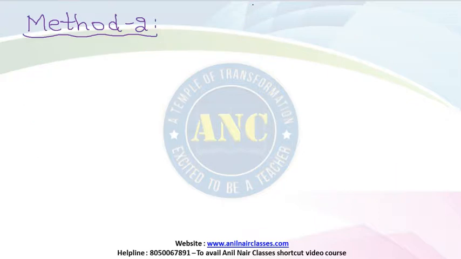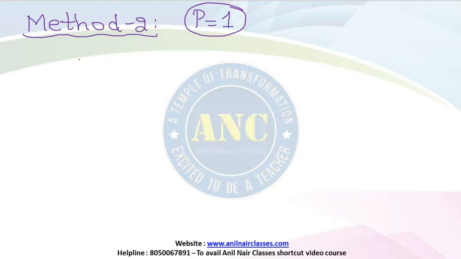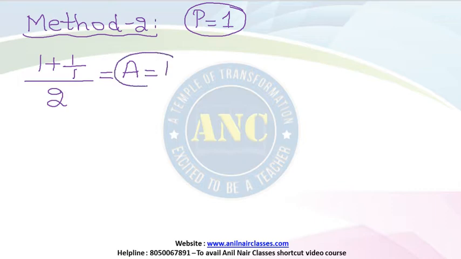Suppose, for example, I put p value as 1. The question says the average of p and 1 by p is a. That means p value is 1: 1 plus 1 by 1 divided by 2. This value is given in the question as a. 1 plus 1 is 2, 2 by 2 is how much? 1. Because I took p value 1, I am also getting a value 1.